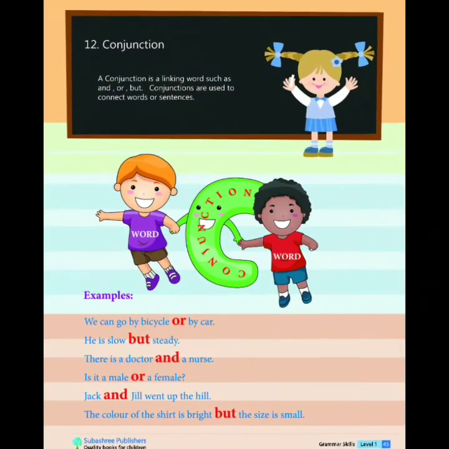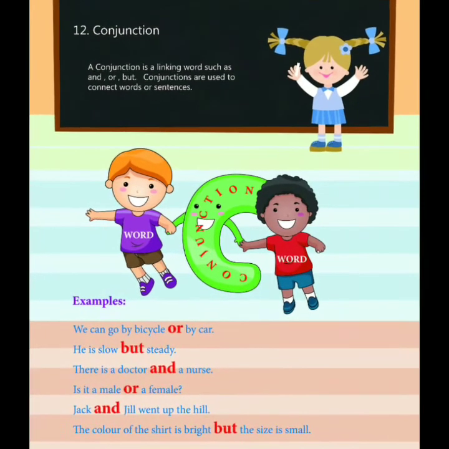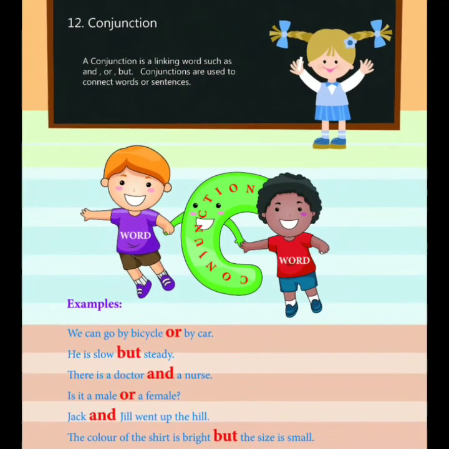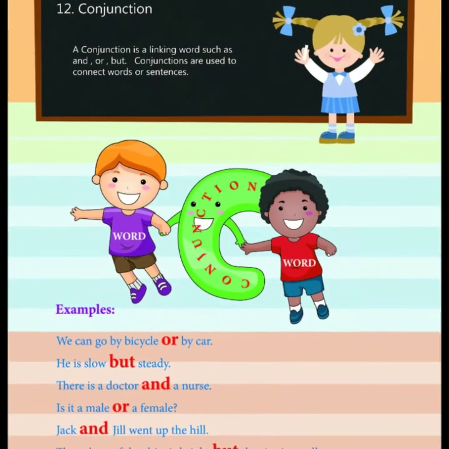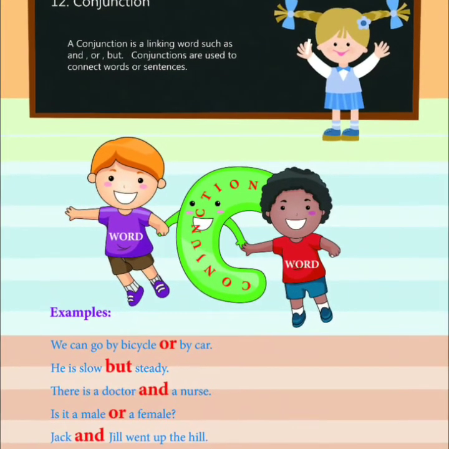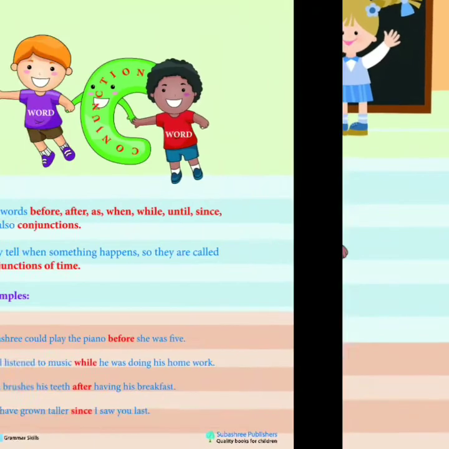Let's see what a conjunction is. A conjunction is a linking word such as and, or, but. Conjunctions are used to connect words or sentences. Let's see an example. We can go by bicycle or by car. He is slow but steady.